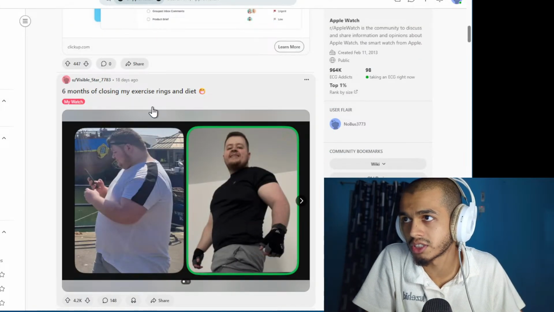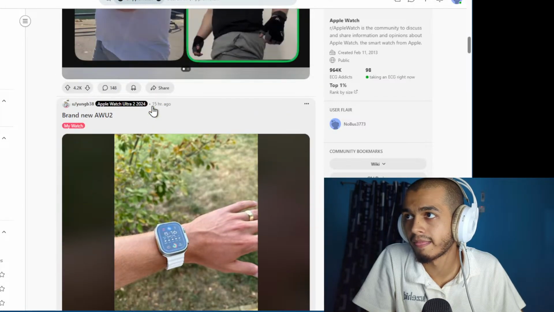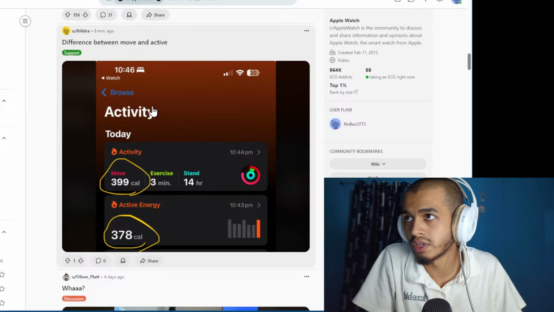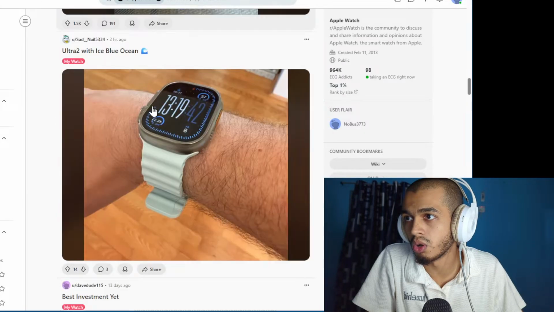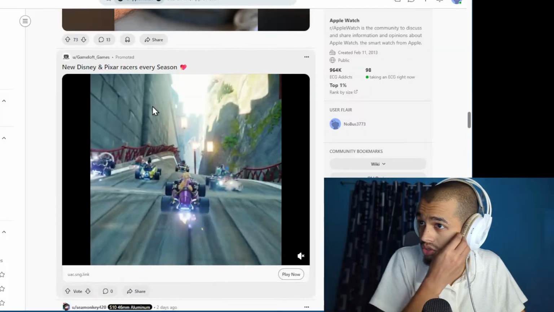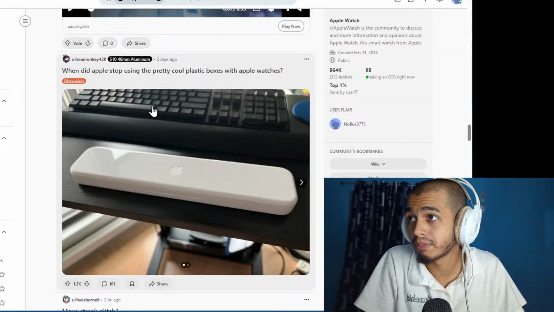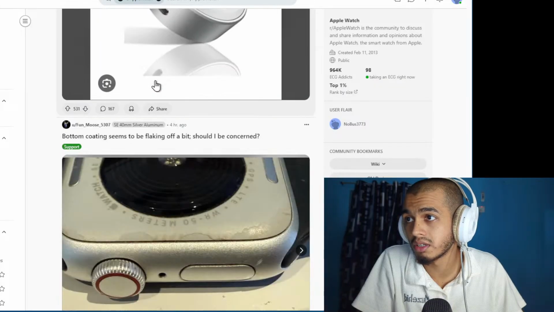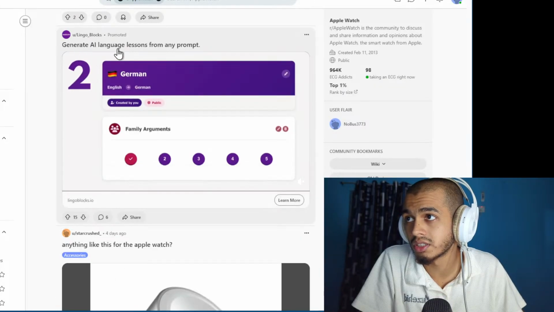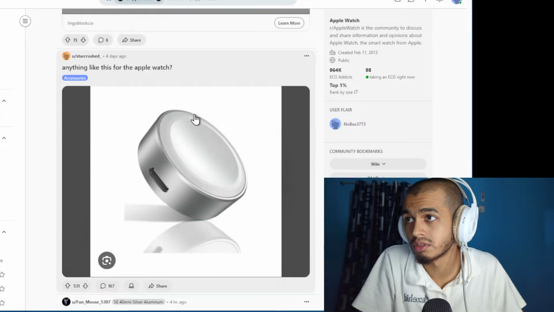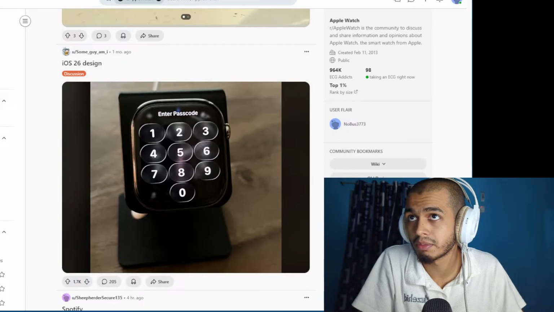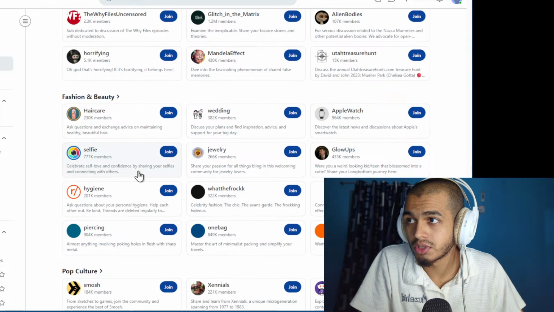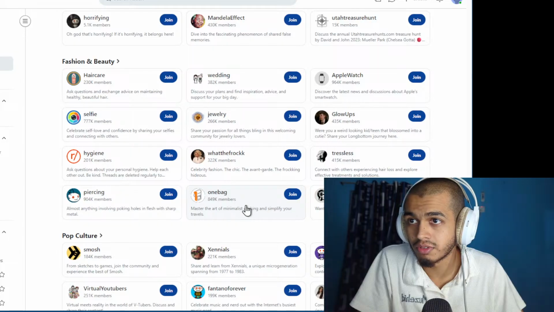6 months of closing my exercise rings died. Brand new. Difference between move and active. Whoa, Apple Watch. All about Apple Watch. But I don't have Apple Watch. German. Generative AI language lesson from any prompt. Apple Watch. Oh, it's an Apple Watch thing. Glow ups. Selfie. No, I'm not gonna do selfie.